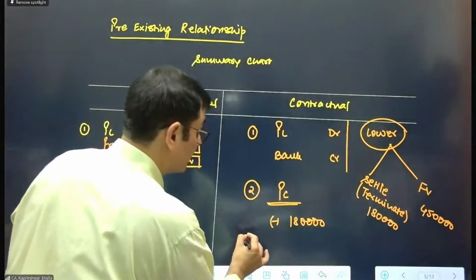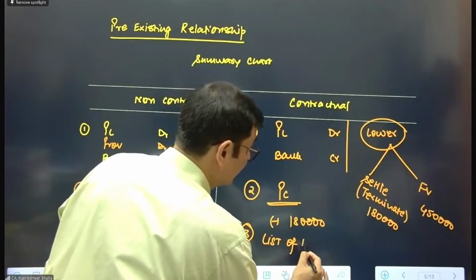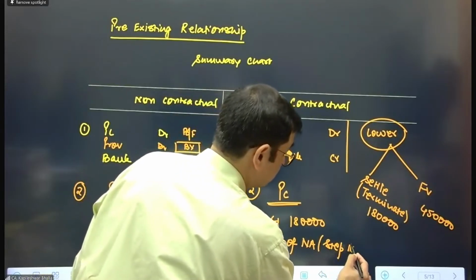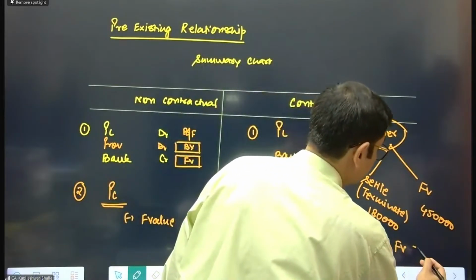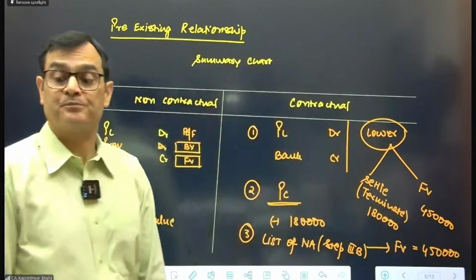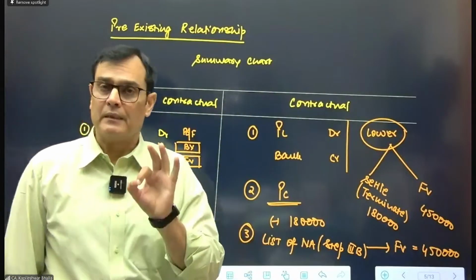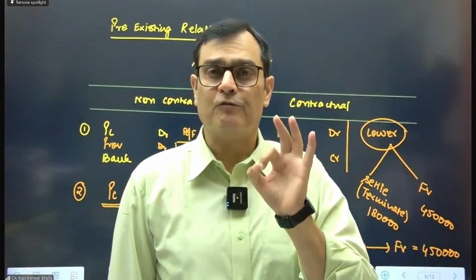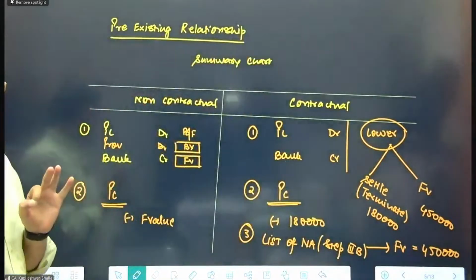And another third thing is, as a part of the list of net assets, that is in terms of step number 3B, you're also going to consider the fair value, which is supposed to be 4,50,000. This is like a reacquired right. So apart from this, when you consider the acquisition entry, the net assets will also include the fair value for the purposes of the acquisition entry. Okay, so this is done.